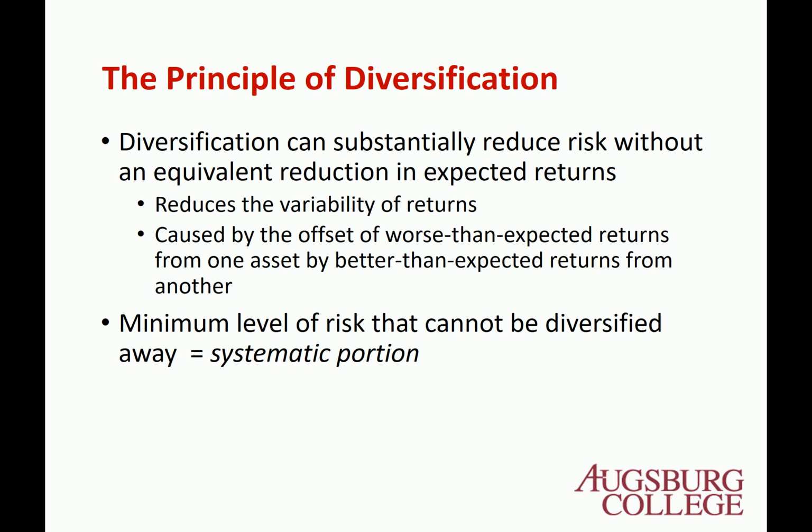And the minimum level of the risk. So if you really form a well-diversified portfolio, you reduce most of the risk that you can diversify away, but there's a minimum level of the risk you have to take, which is the market risk. Systematic portion of the risk. That's the minimum level of the risk you cannot diversify away.